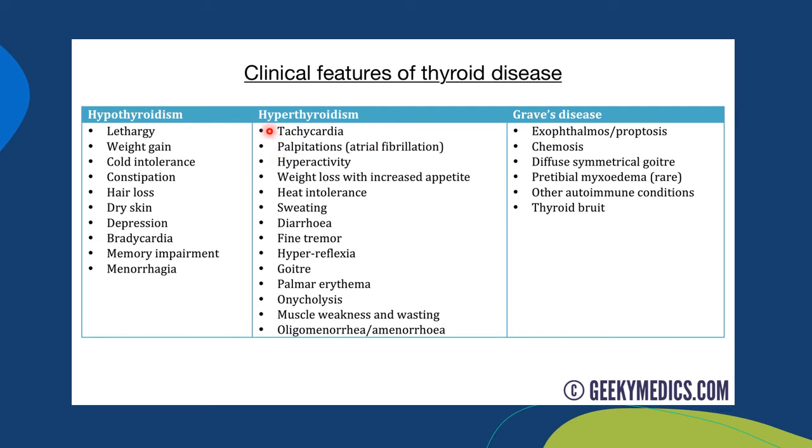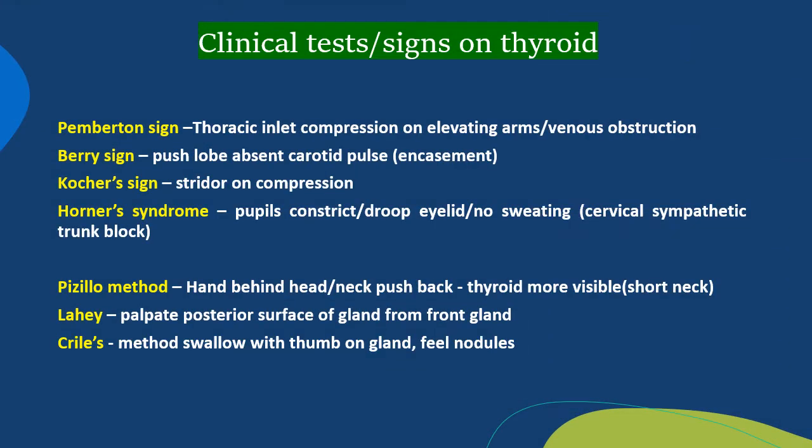Okay, these are some features of thyroid disease: hypothyroidism, hyperthyroidism. In hypothyroidism, the functions of all systems are reduced. And in hyperthyroidism, every system and every symptom shows increased function. These are the features that suggest increased function. Graves' disease is a very common cause of hyperthyroidism, and these are the common symptoms or signs that you get in these patients.